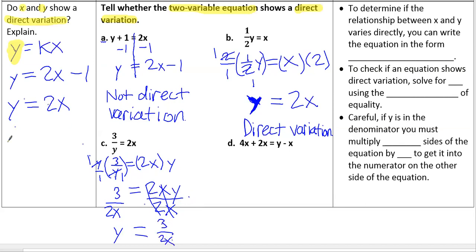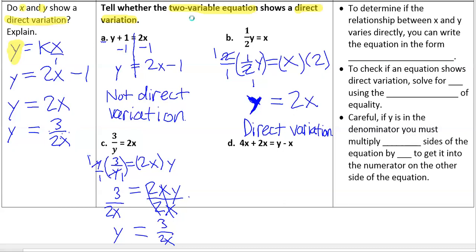Now, let's see over here if this is in y equals kx form. I hope you're already seeing that it's not. In y equals kx form, x is in the numerator, right? Here, x is in the denominator. It has a roof over its head. And so we are going to say that this is not direct variation.